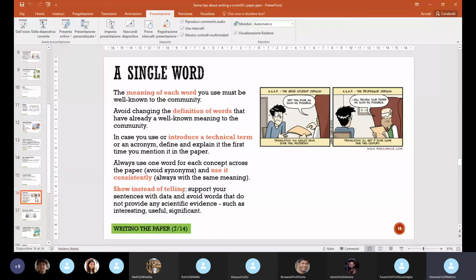From which point of view? Because it is useful to solve a certain problem. Which problem? And why? And so on and so on.